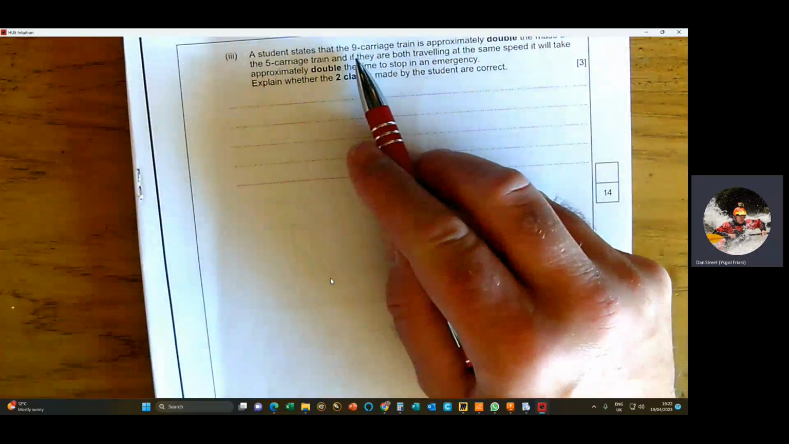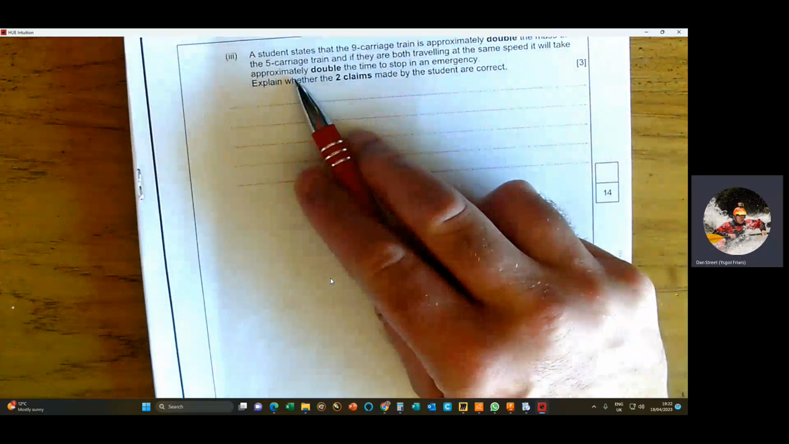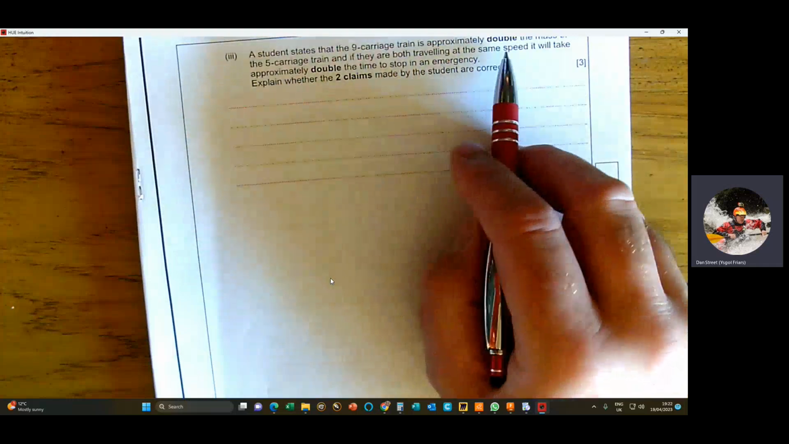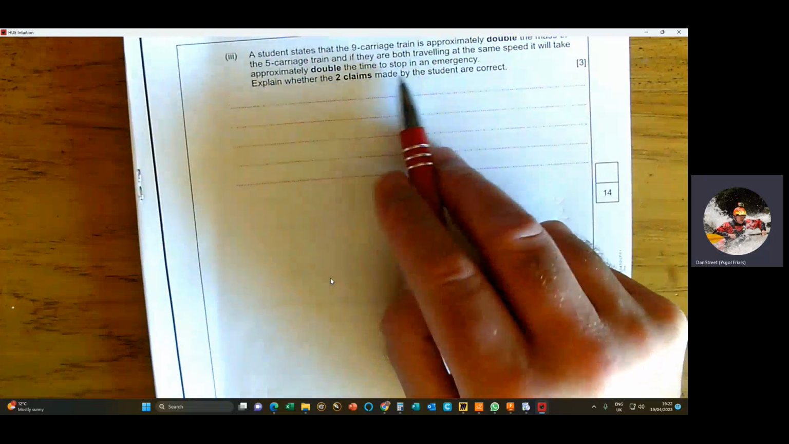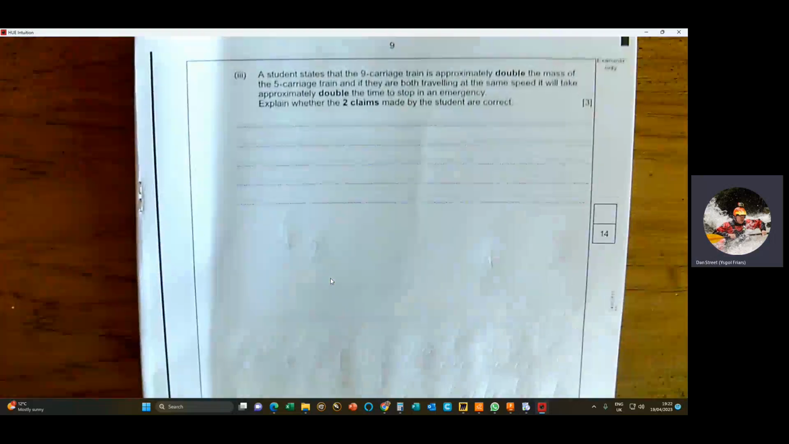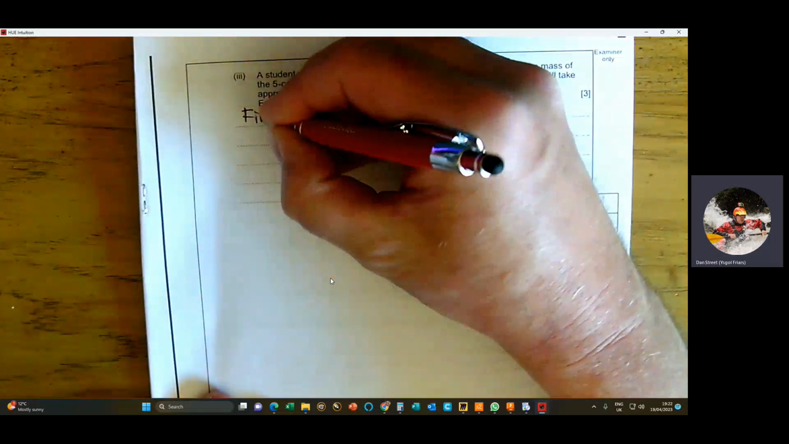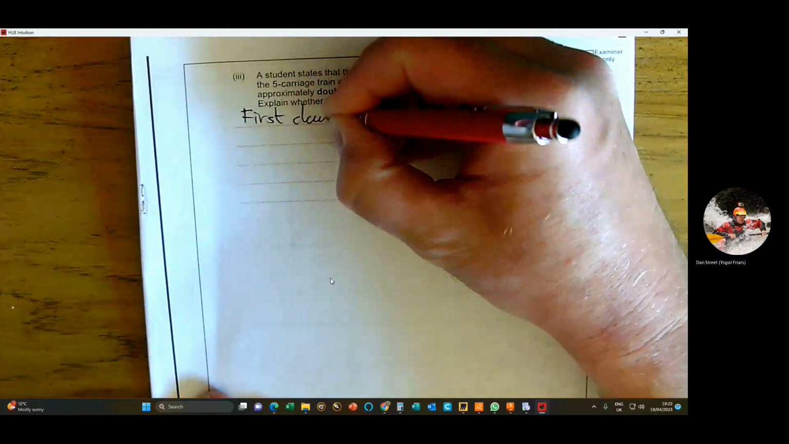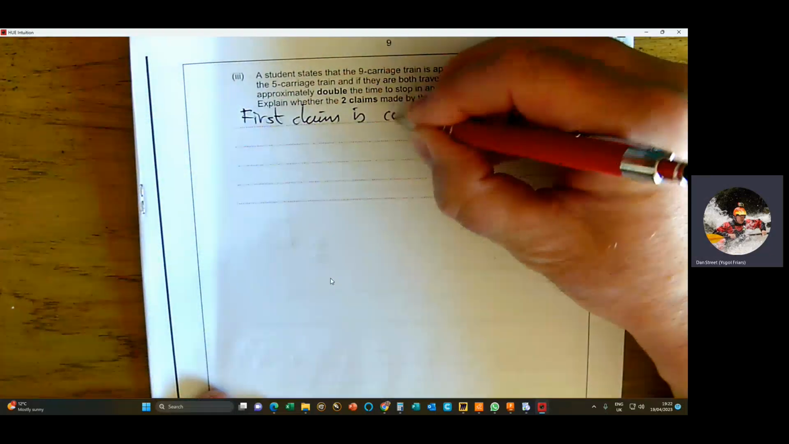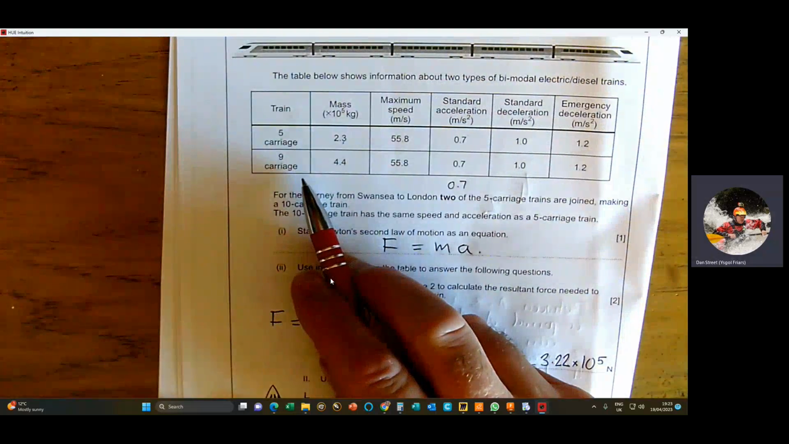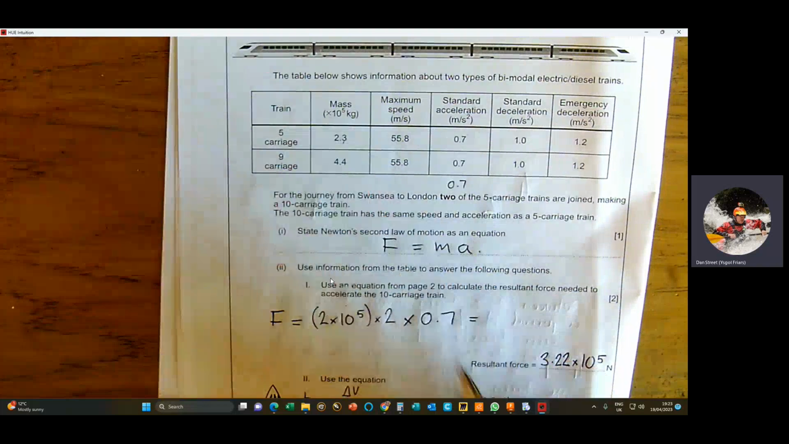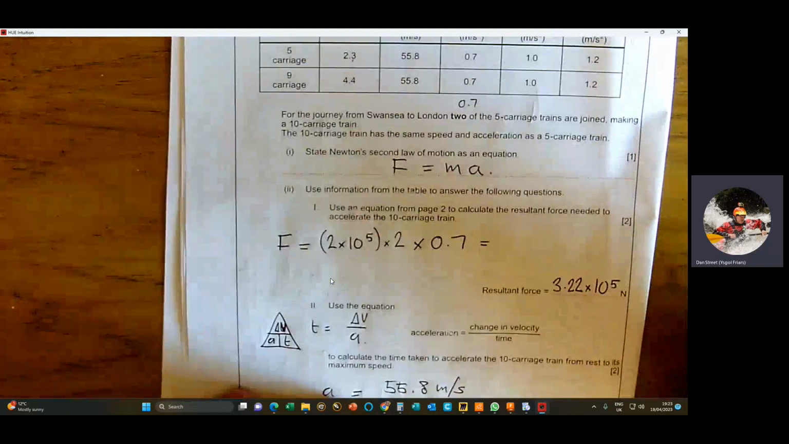And then the final question. A student states that the 9-carriage train is approximately double the mass of the 5-carriage train, and if they were both travelling at the same speed, it will take approximately double the time to stop in an emergency. Explain whether the two claims made by the student are correct. So his first claim is correct, because if we look back at the question, the mass of the 9-carriage train is 4.4 times 10 to the 5 kilograms. We didn't actually calculate it out here, so perhaps we should do that now.